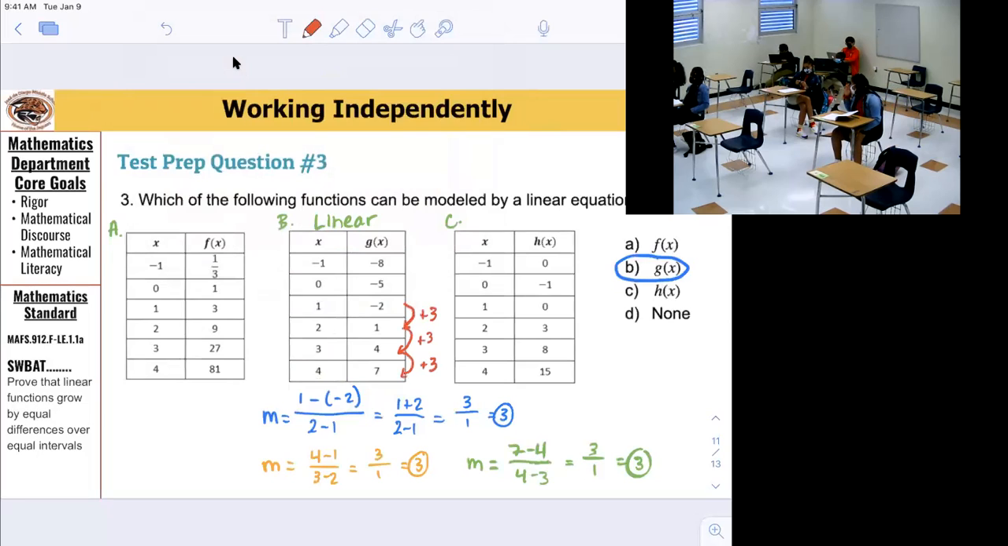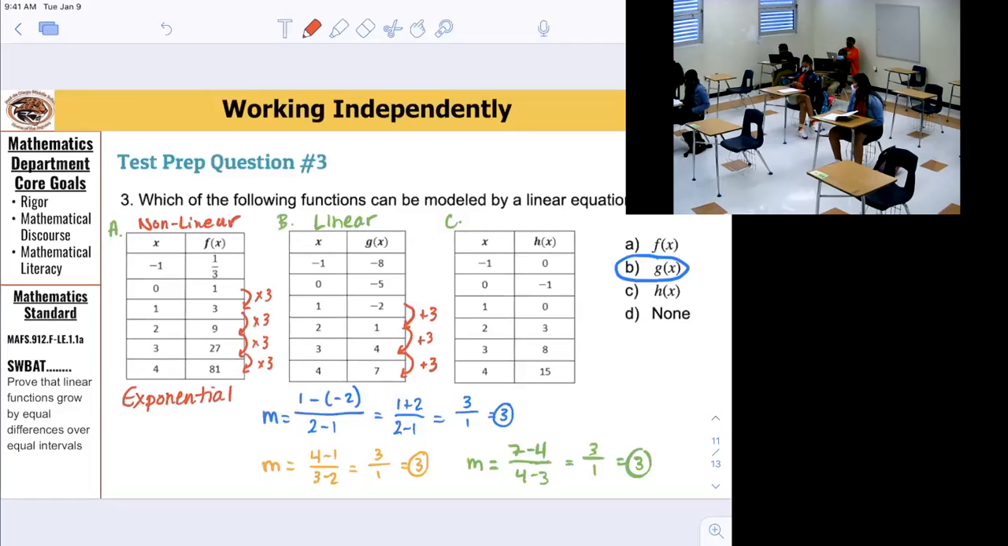Did anyone notice what pattern is going on in answer choice A? The multiplication one. Yeah, this one is multiplying by 3. Instead of adding, it's multiplying by 3. Does anyone remember from the previous slide what this type of function is called when it's multiplying? Did anyone write it down? Exponential. Yeah, so this one's exponential. So we know it's non-linear because it's exponential.